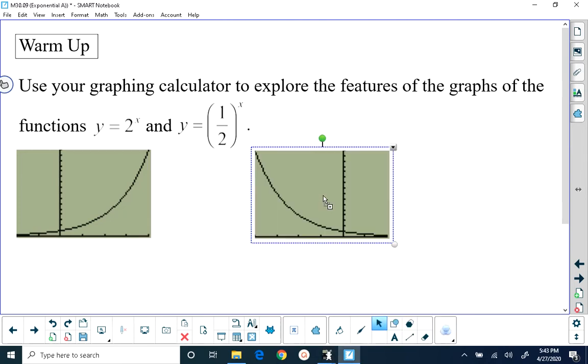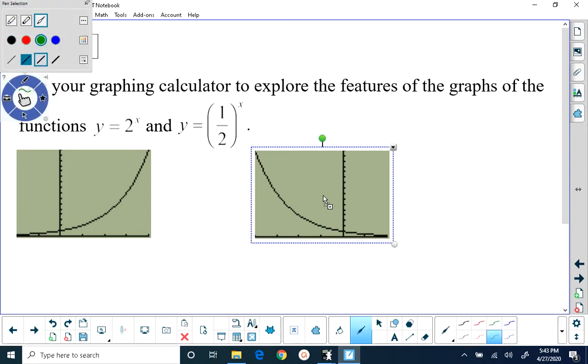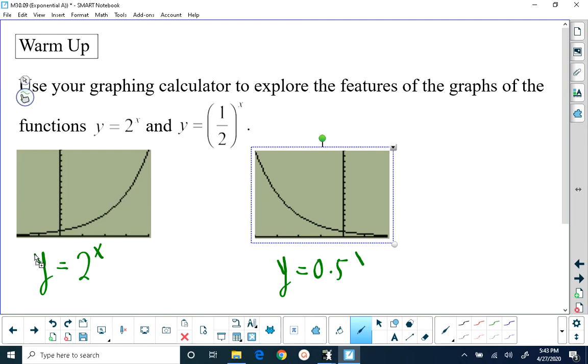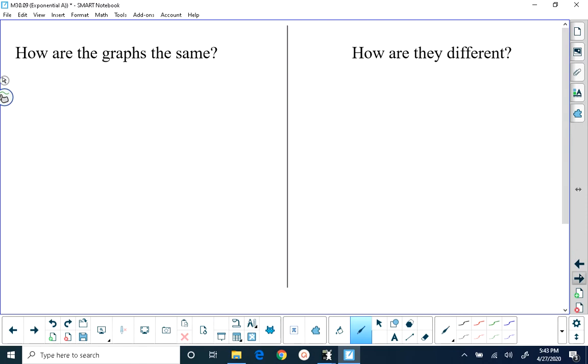So we're asked to compare these two. I'd better just label them. This is the graph of the function y equals 2 raised to the x. This is the graph of the function y equals 0.5 raised to the x. And we're asked to do a comparison. So how are the graphs the same?